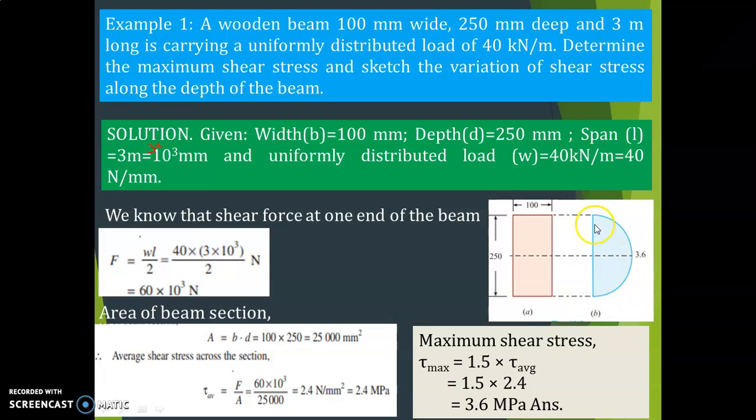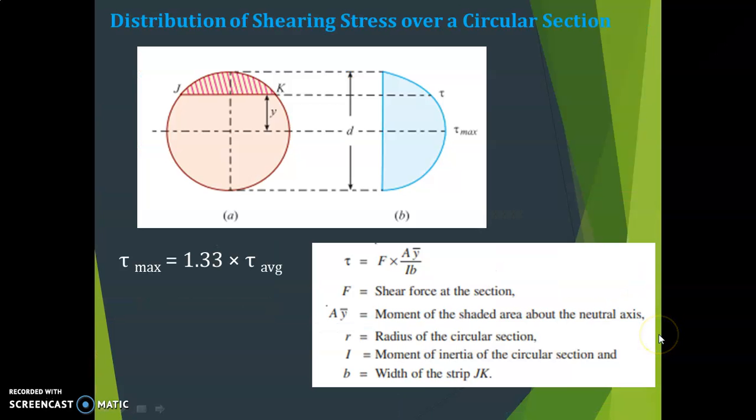It is 0 at the top and bottom layer and maximum at the neutral axis. Okay, next let us take the distribution of shearing stress over a circular section. Now for the circular section, the shear stress distribution diagram is like this. This is the diameter, and same as the rectangular section, here also at the top layer and bottom layer it is 0 and it is maximum at the neutral axis.